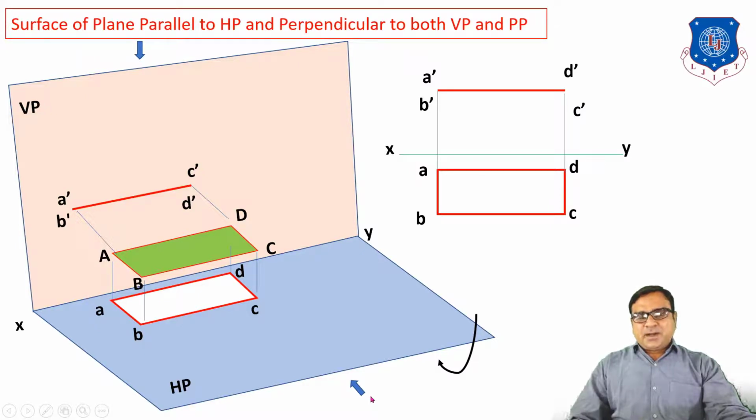Now keep in mind that whenever we observe the front view, the horizontal plane looks like the XY line and the projection on the vertical plane is A dash, B dash, C dash, D dash. So here this plane is the vertical plane and XY represents the horizontal plane for the front view. But when we observe the top view, the projection on HP, the vertical plane looks like XY and the projection is on the horizontal plane.